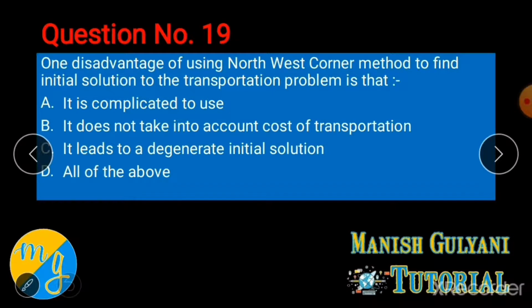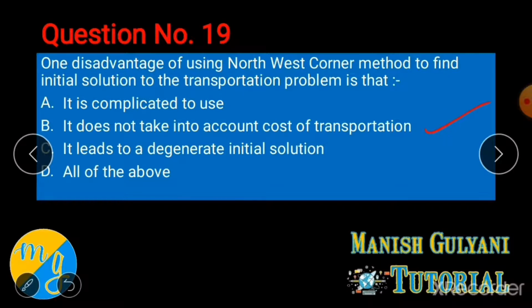One disadvantage of using the north-west corner method to find an initial solution to the transportation problem is that: it is complicated to use, it does not take into account the cost of transportation, it leads to a degenerate initial solution, or all of the above. This is the first method of your initial solution, NWCM. If you remember the steps of NWCM, the first step is to start from the left side upper cell, then move zigzag. It doesn't consider cost value. So the answer is option B: it does not take into account the cost of transportation.